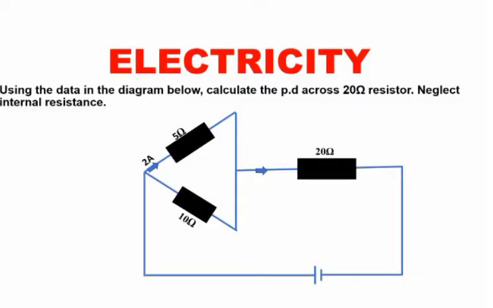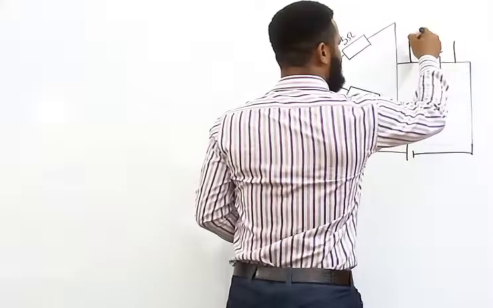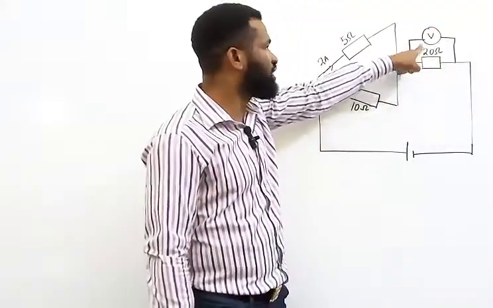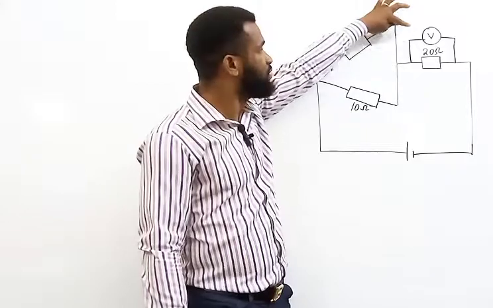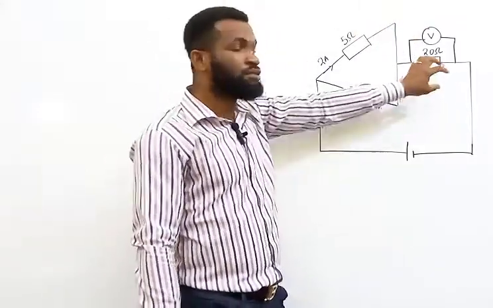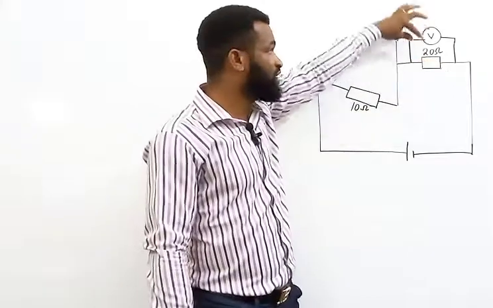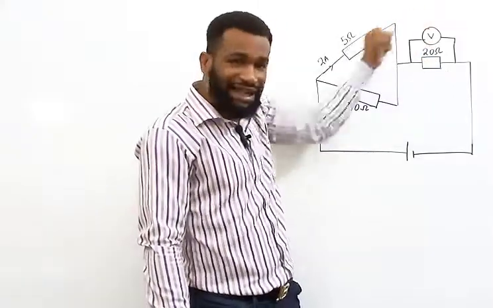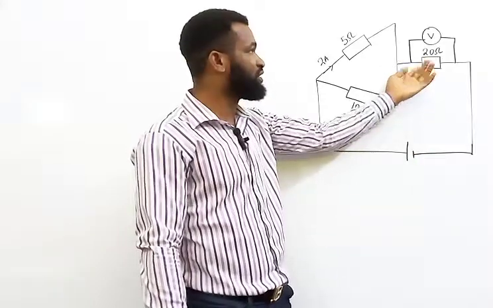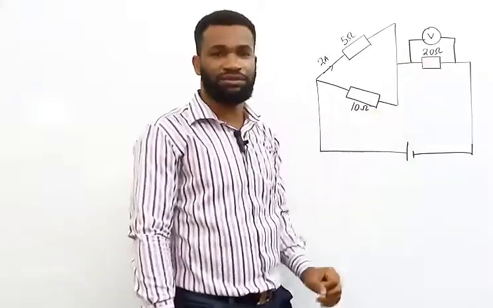They say we should find the potential difference across the 20 ohms. So the voltage across these 20 ohms means what quantity of energy this 20 ohms has taken away from the battery in this circuit. That is just what it is. The PD across the 20 ohms.